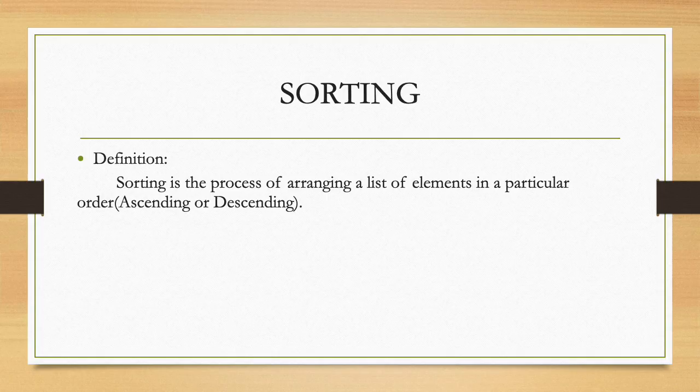Coming to the definition of sorting. Sorting is the process of arranging a list of elements in a particular order, either ascending order or descending order. For example, if we are given a list of random elements, by using this sorting technique, we can arrange those elements in either ascending order or descending order based on our priority.